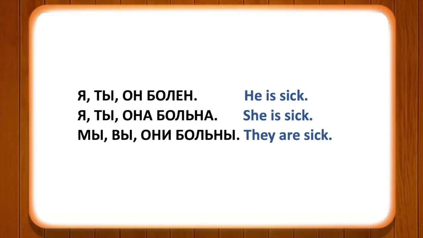For example, ya, ti, on bolin, that means on bolin, he is sick. Ya bolin, I am sick. Ti bolin, you are sick. And for feminine gender, ya, ti, ana balna. Ya balna, I am sick. Ti balna, you are sick. Ana balna, she is sick. Mi, vi, ani balni for plural. Mi balni, we are sick. Vi balni, you are sick. Ani balni, they are sick.